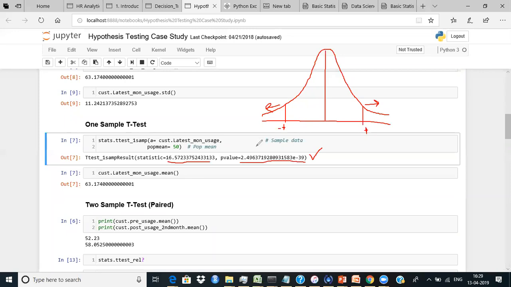In our case, what is the business conclusion? Has the usage increased or decreased? Increased, right? Because it is showing a positive sign, which means actual mean is greater than null. What was our null? 50. So the actual average usage has increased from 50. Make sense?